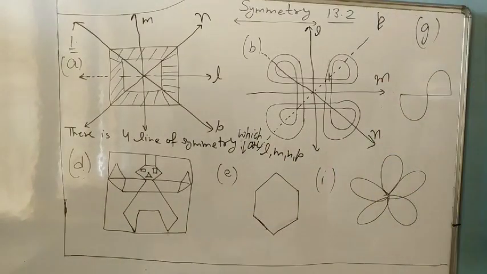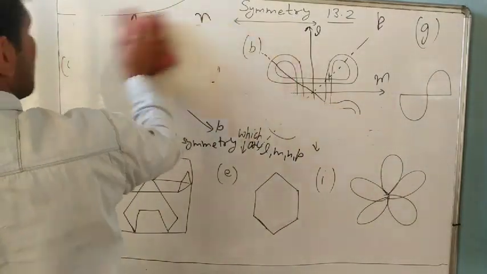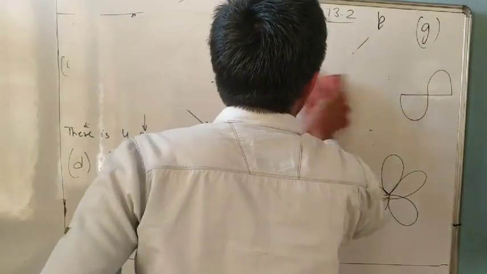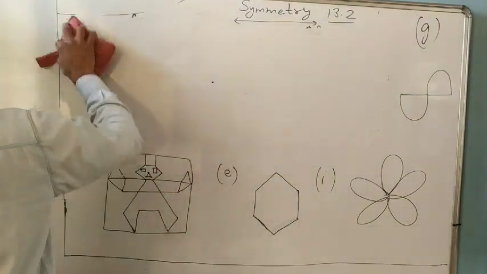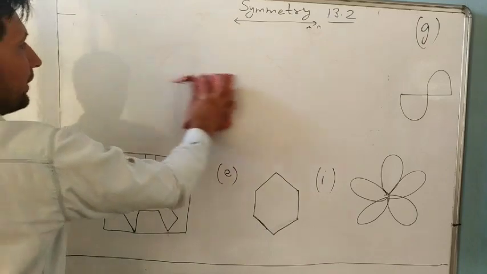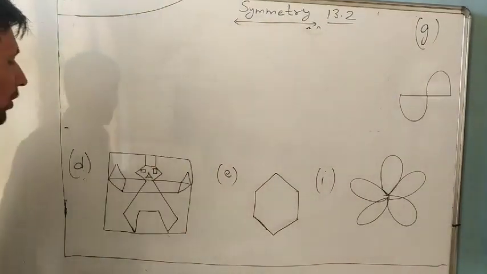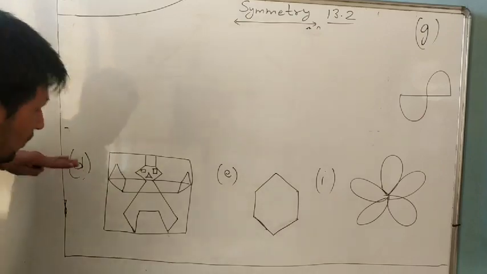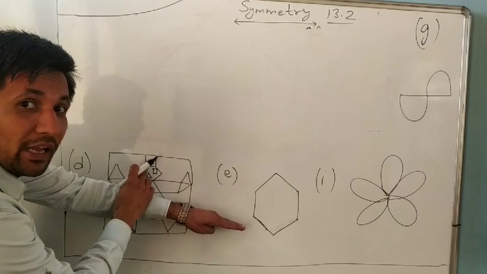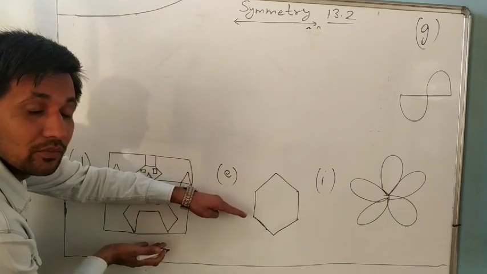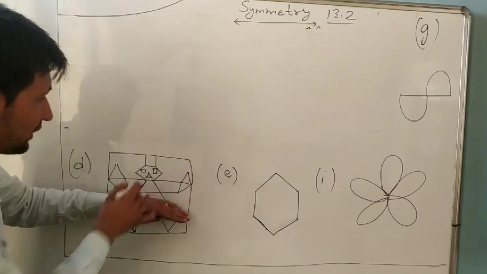Understand it? Next is, now we will find the line of symmetry for D part. So how many lines of symmetry, tell me? If I take horizontal like this one, on the top is the head and downside is the leg. Are they identical on both sides? No, they are different.